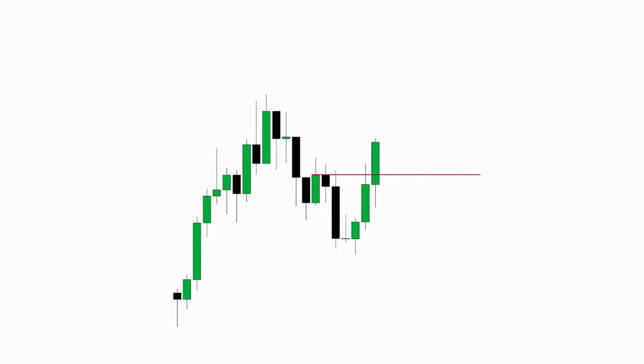When price comes back and retests this zone, it reacts again and continues upward. If a fair value gap forms inside the order block on the same or lower time frame, this further strengthens the zone. The same structure applies to a bearish order block, but in the opposite direction.